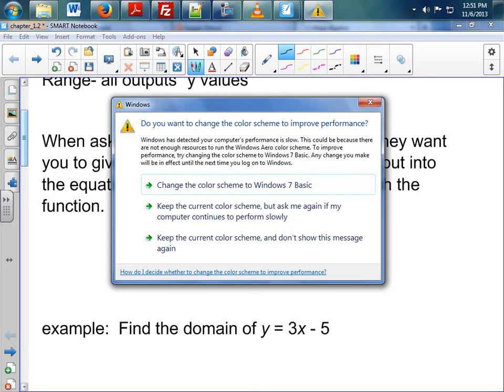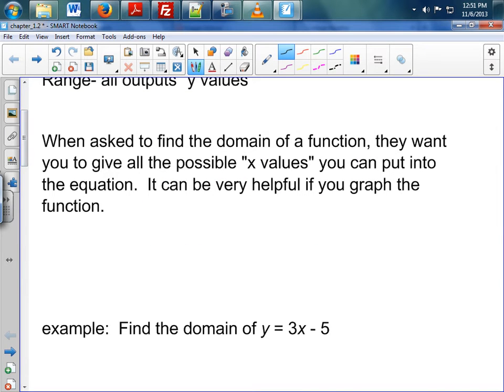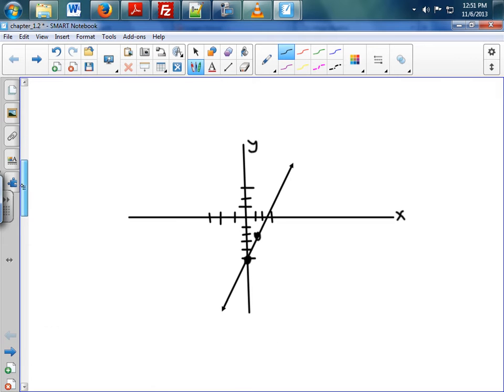Hit zoom 6. You should get something that looks like this. This is me drawing on a smartboard. They don't have a graphing interface, so this is what you should have.